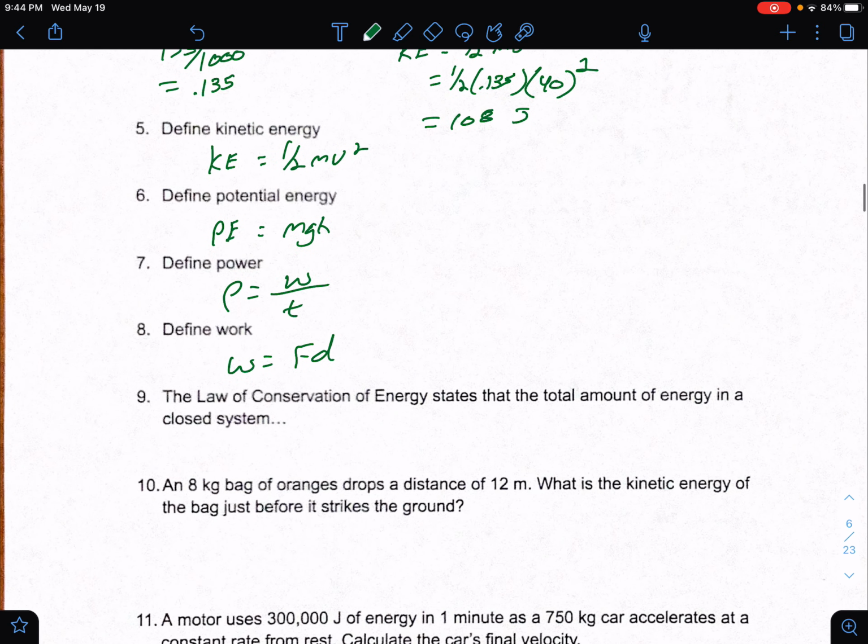Okay, number 9, the law of conservation of energy states that the total amount of energy in a closed system will remain the same throughout.